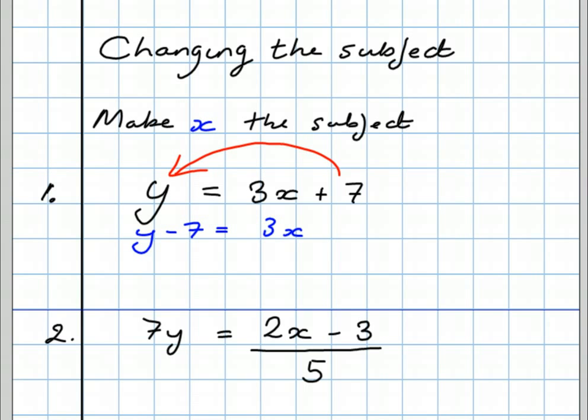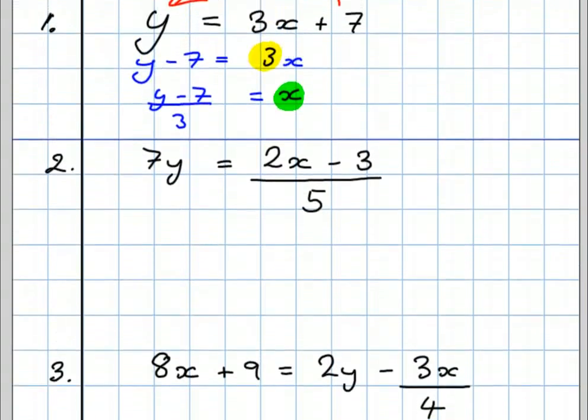Then, as we do when we're solving equations, we take the coefficient and it becomes the denominator. So it's y minus 7 all over 3 is equal to x. And x is now on its own and is the subject. Let's look at example 2.